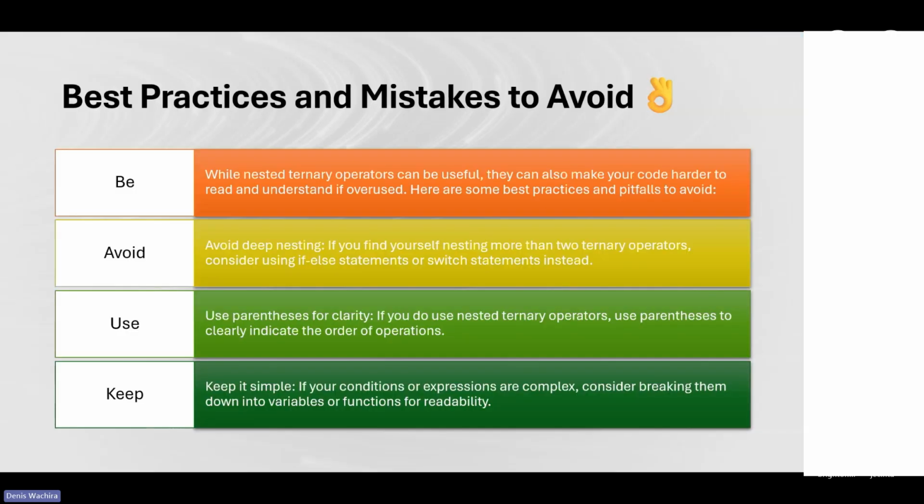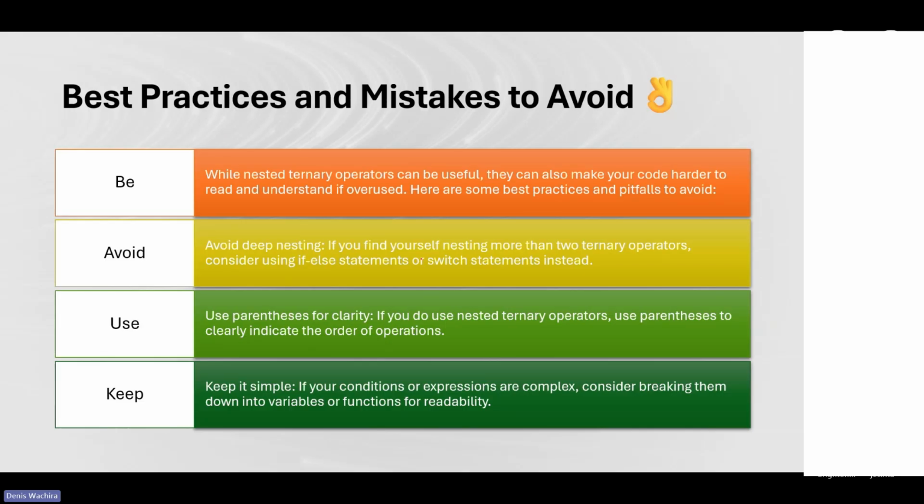So best practices and mistakes to avoid. So first thing is, while nesting ternary operators can be very useful, so we can have so many nesting of them, but they can make your code harder to read and understand. So do not overuse them. I'm saying use them when you only have like two parts, where you have the first code and the second code, where it may be true or false. Then avoid what? Deep nesting.